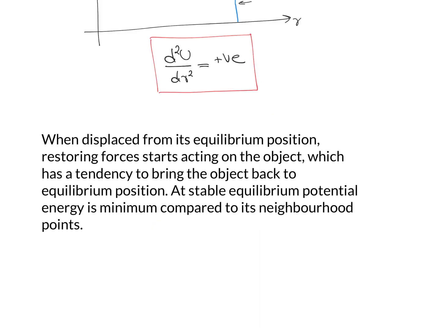So remember these important things related to stable equilibrium. When displaced from its equilibrium position, restoring force starts acting on the object, which has a tendency to bring the object back to its equilibrium position. At stable equilibrium, potential energy is minimum compared to its neighborhood points.